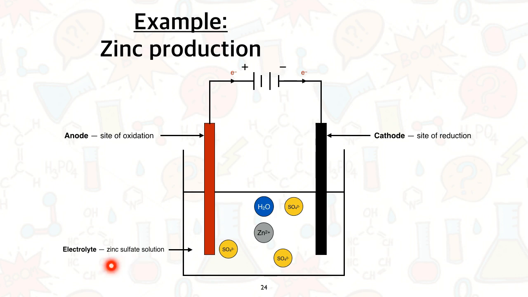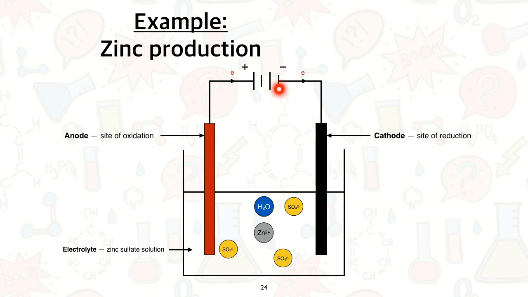So we can see here, we've got zinc sulfate solution. And I've just shown you that we have these components in solution. We have water, which makes it a solution. We have zinc ions and sulfate ions. I've got my power supply up here, negative, positive end.